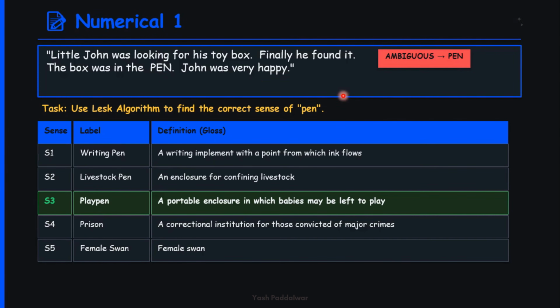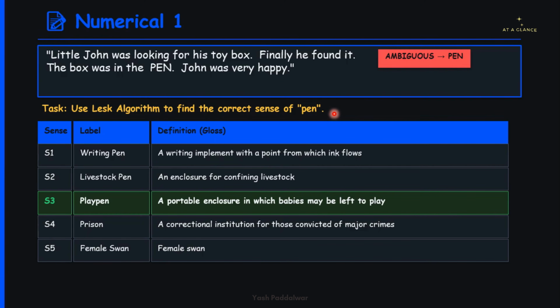Now, as humans, we can simply understand that pen here is nothing but a playpen. The box was in the playpen. But for a machine to understand, this is very difficult. So, for that purpose, we use different approaches of WSD. One of them is the Lesk algorithm. So what is our task? We need to use the Lesk algorithm to find the correct sense of the word pen. So I hope the problem statement is clear to you all.